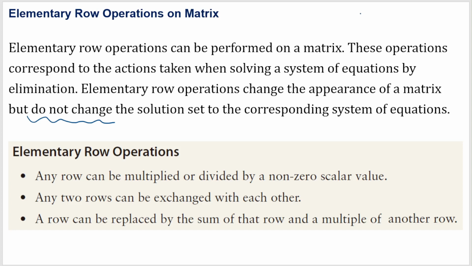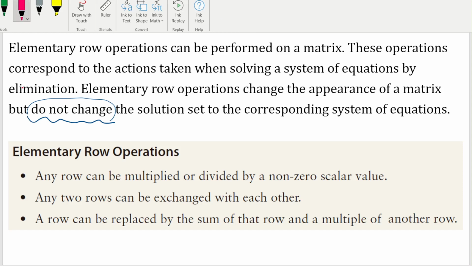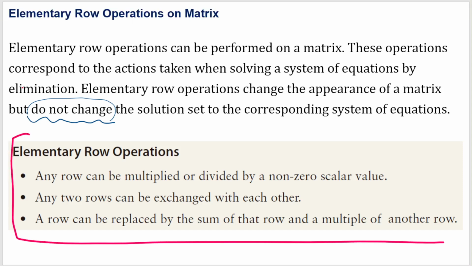Second, any 2 rows can be exchanged with each other. This is equivalent to changing the position of each equation, right? Of course, this does not change the solution set as well. Third, a row can be replaced by the sum of that row and a multiple of another row. Again, this does not change the solution set either, right? So please remember that these are the only operations you can do on the equivalent matrix form of that system.